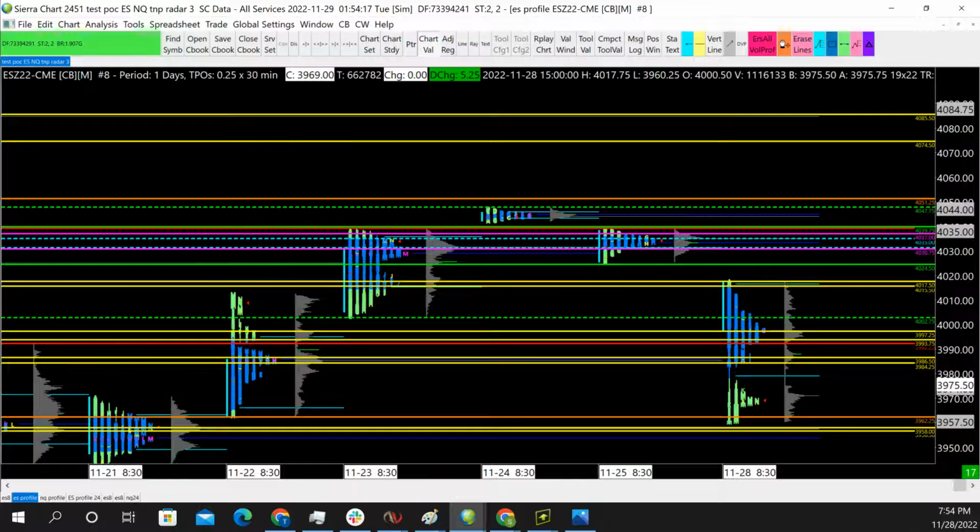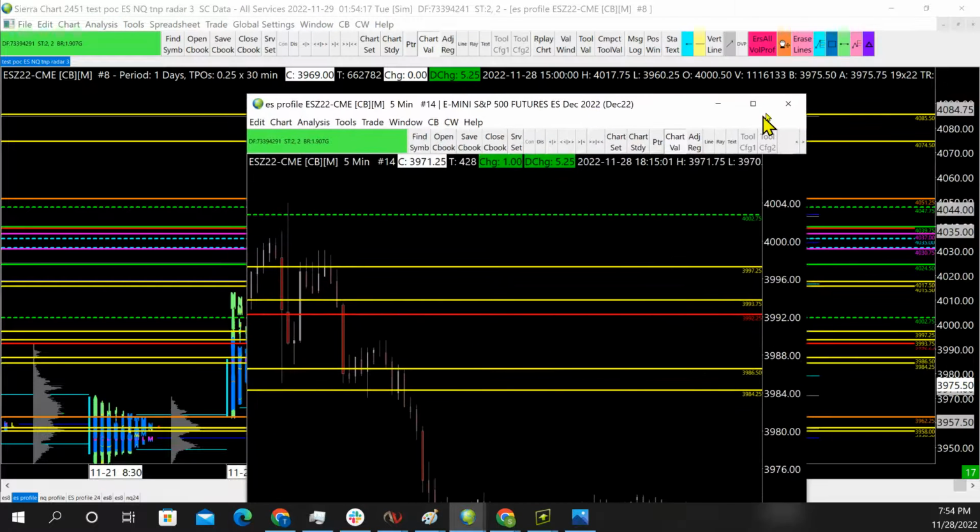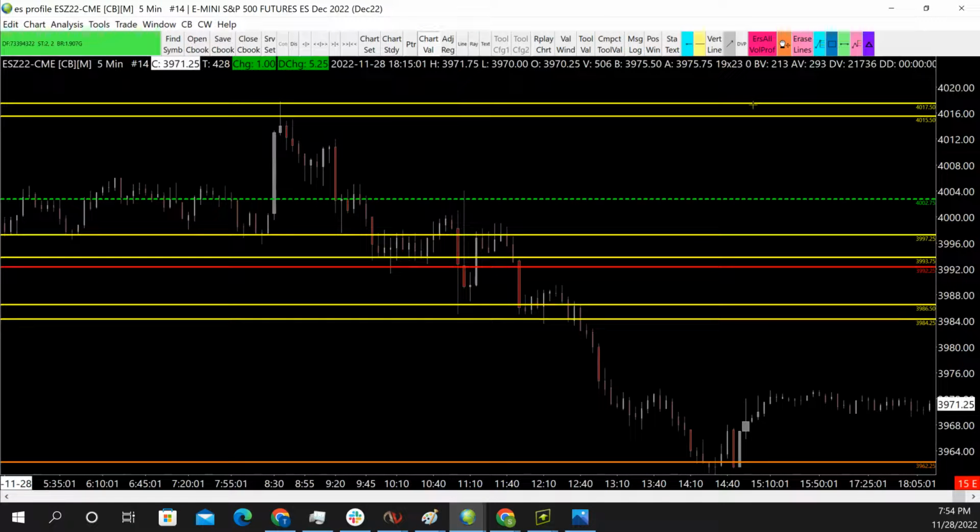So this is how this translates, and I just want to trace it so you can see how it works. When we open up, you can see first that we opened up, we tested into this zone, found responsive buyers, tested into Thursday's low, all the way up to the anomaly. We found responsive sellers at the anomaly, all the way back to the yellow zone where we found responsive buyers, back up to backside test, Thursday's low.